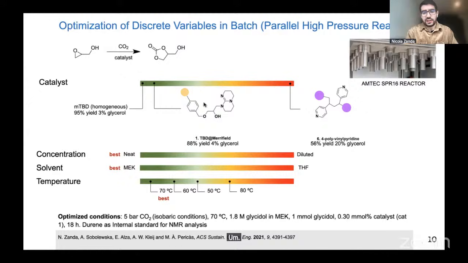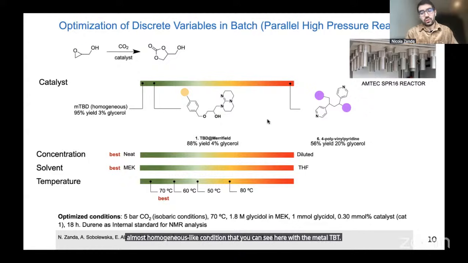In terms of catalyst, the best one was the TBD supported on Merrifield here that afforded almost homogeneous-like conditions that you can see here with the methyl TBD. While the worst one was the polyvinyl supported pyridine, which presented actually low yields and a high degree of hydrolysis into glycerol.